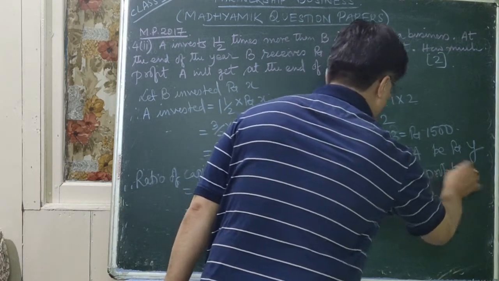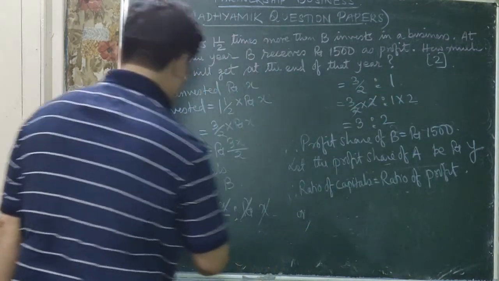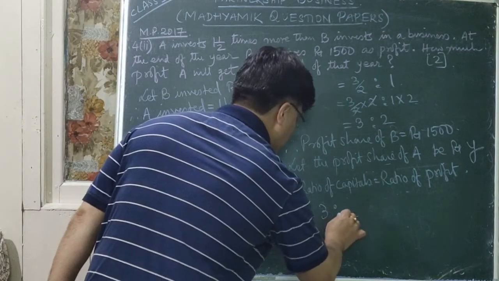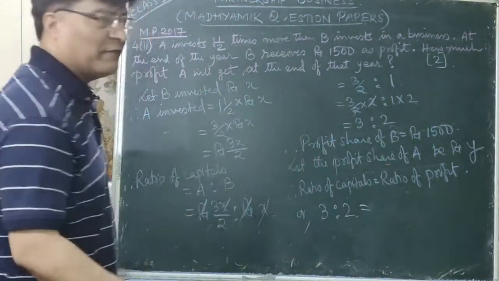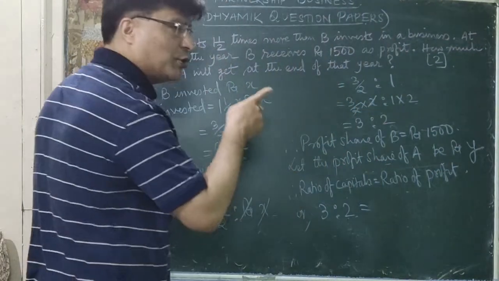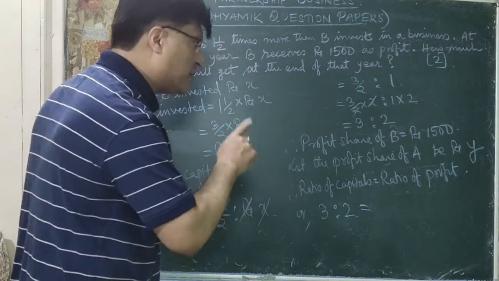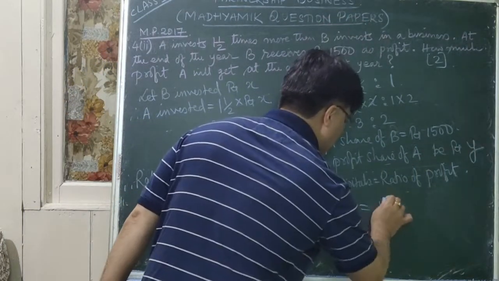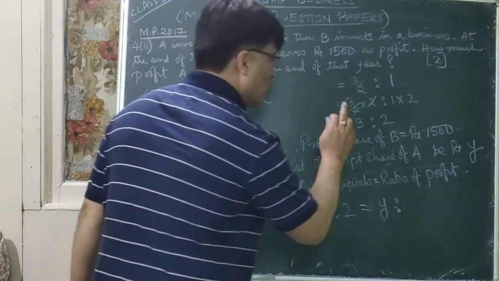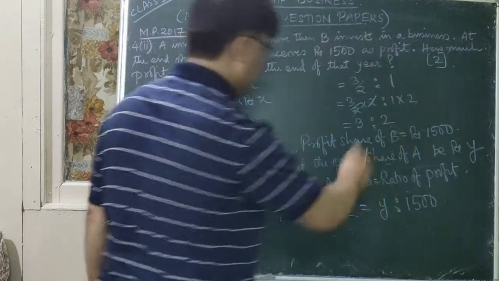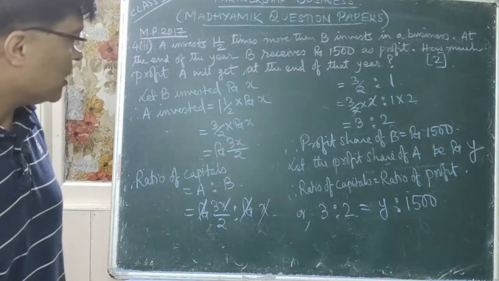Ratio of profit. So, ratio of capitals is to be 3:2. Now, ratio of profit, that is A is to B. Profit of A is to profit of B. What is profit of A? It is Y. What is profit of B here? It is 1500. So I think you have understood it.